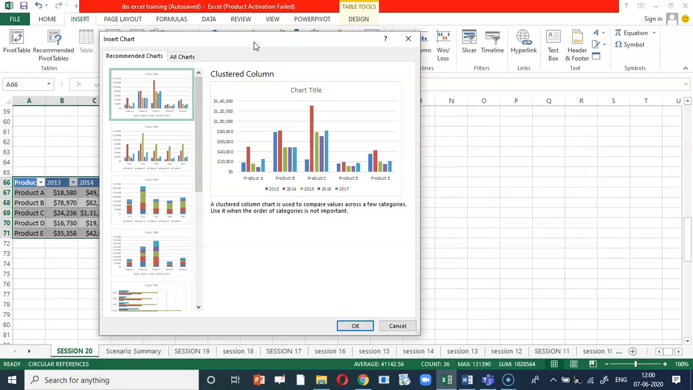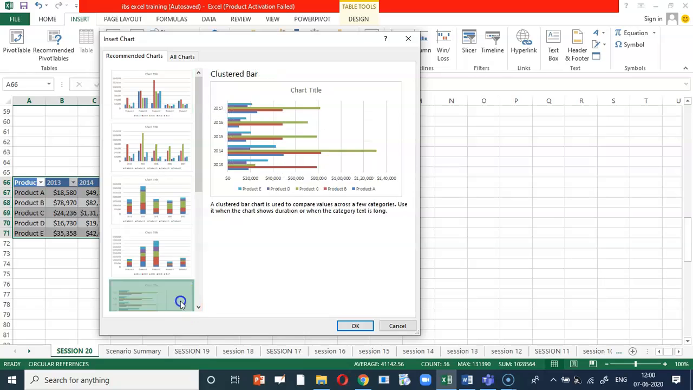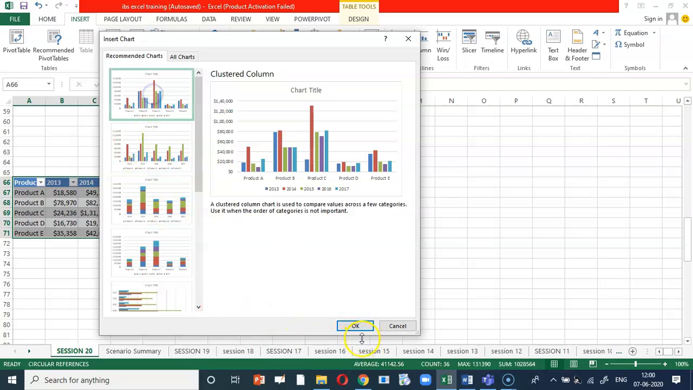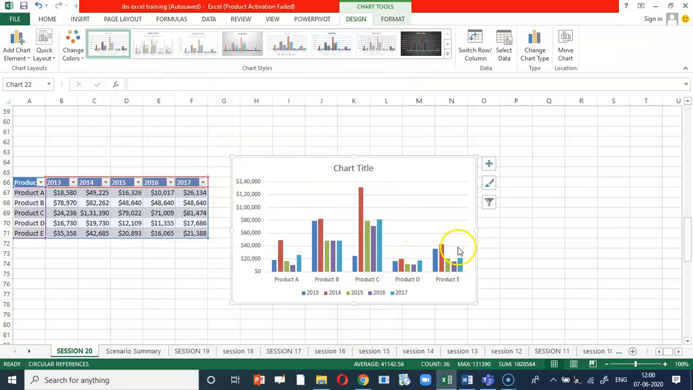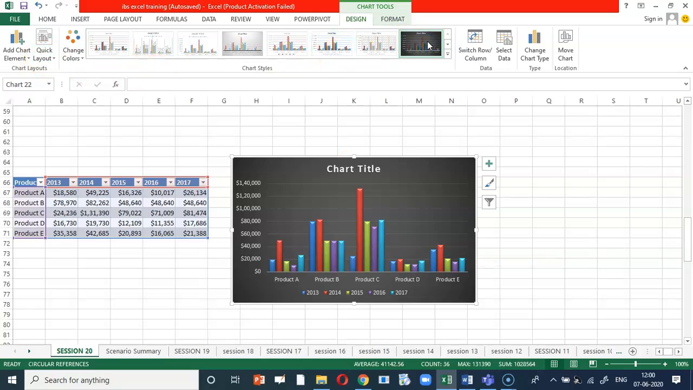So one can see here that my recommendations vary from clustered column type of data, and even we can choose the clustered bar. So if I click upon clustered column, we can see that my chart looks like this, and among that you can choose even the selection of the view. So plot area can be darkened.